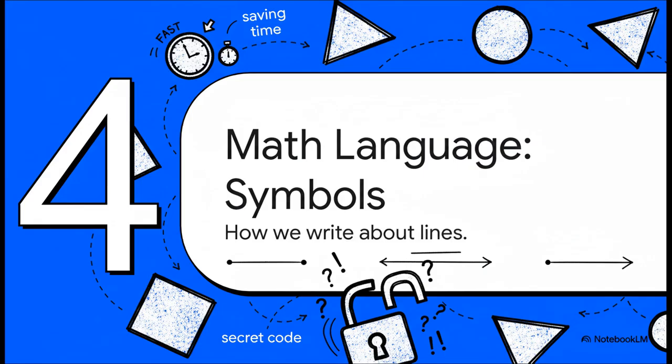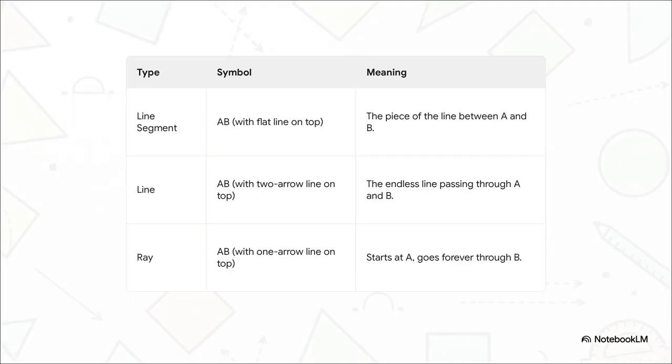And it's actually really easy once you see it. Let's learn the code. Check this out. The symbols are basically tiny pictures of the lines themselves. For a line segment from point A to point B, we just write AB with a short, flat line right over the top. See? No arrows. That tells you it stops.